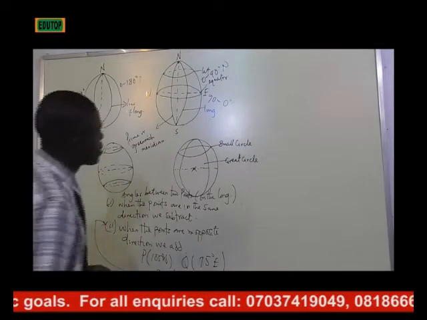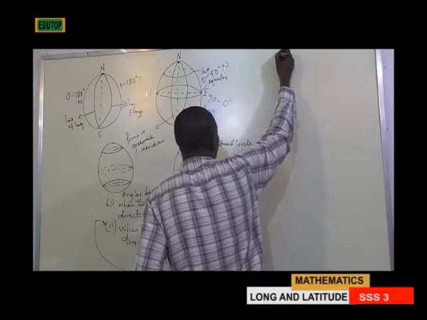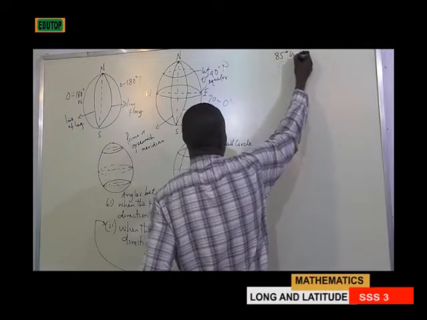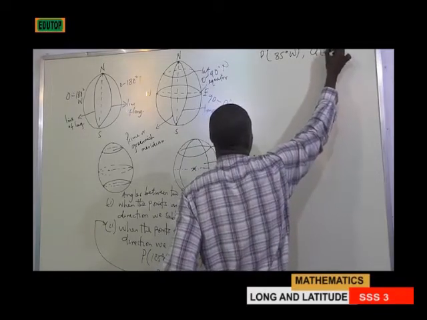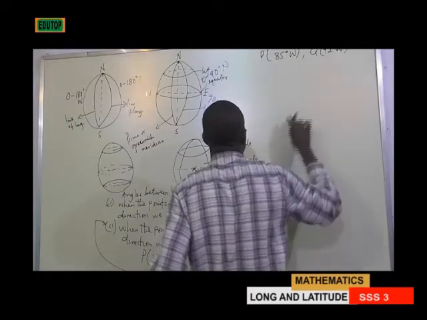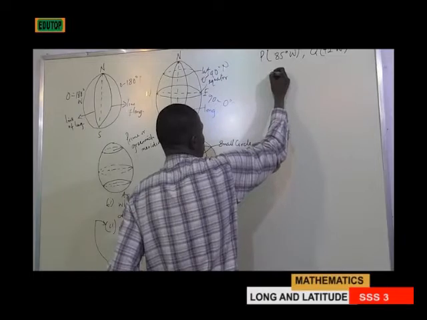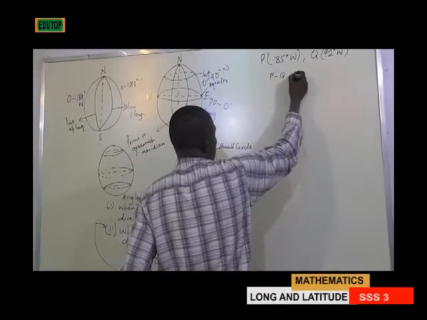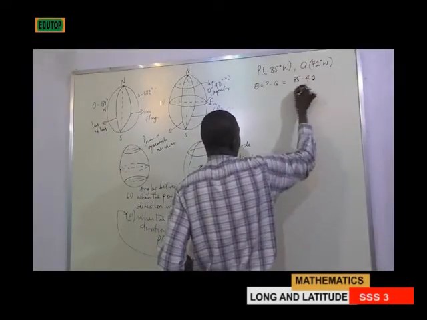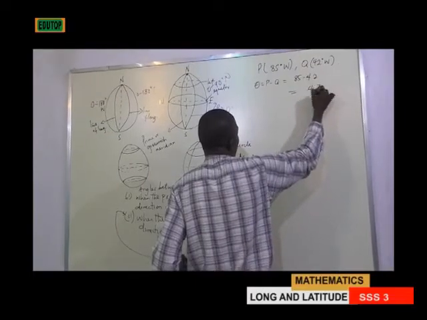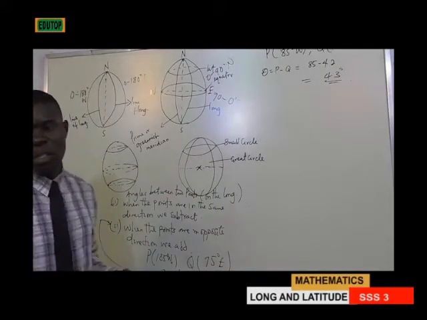But if they are in the same direction, let's say P is 85 degrees west, and you also have Q at 42 degrees west, in the same direction this way, what we are meant to do is to subtract. So we have P minus Q. Our theta will definitely be 85 minus 42, and that's 43 degrees.